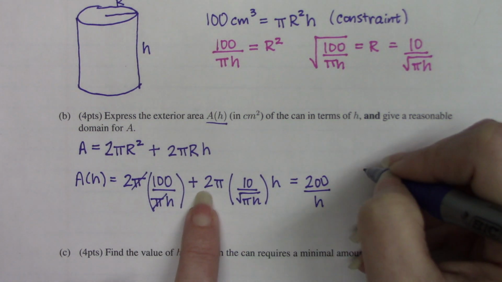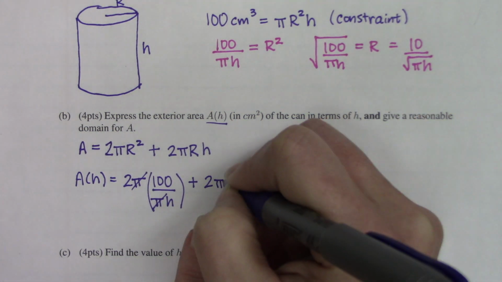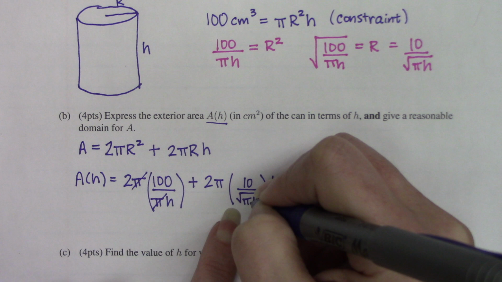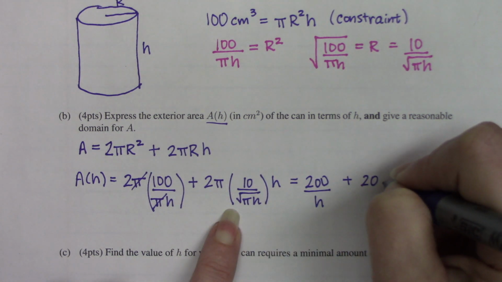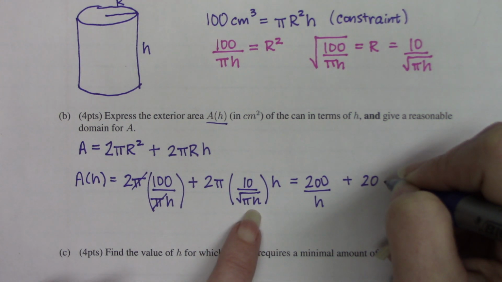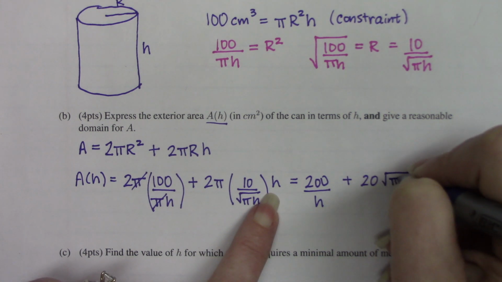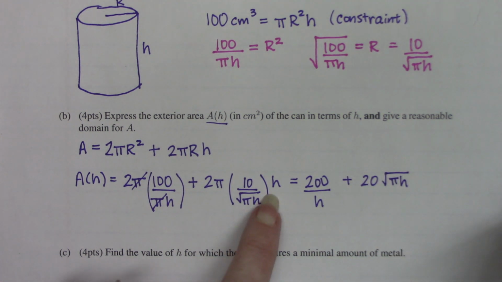Over here, 2 times 10 is 20. Pi divided by the square root of pi leaves you with the square root of pi. And h divided by the square root of h leaves you with the square root of h. So that simply leaves us with 20 times the square root of h times pi. So that's our function just in terms of h.